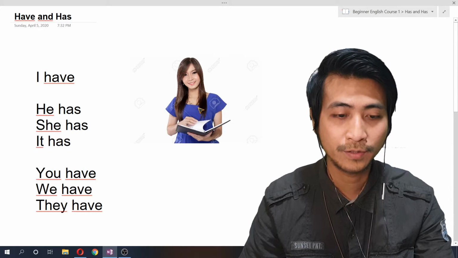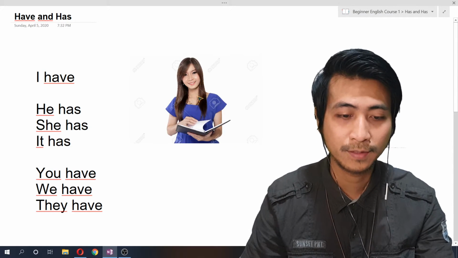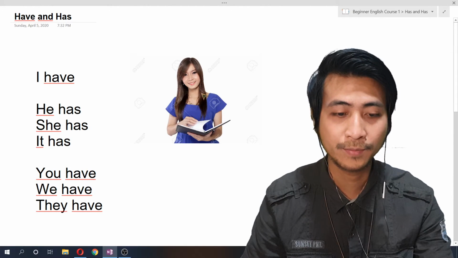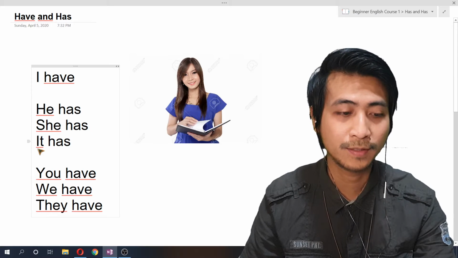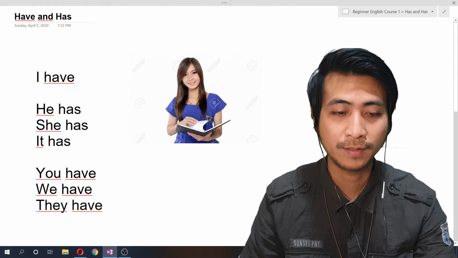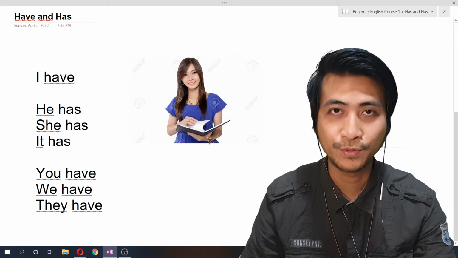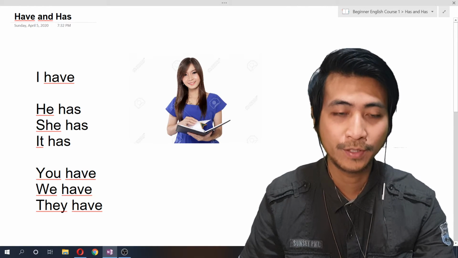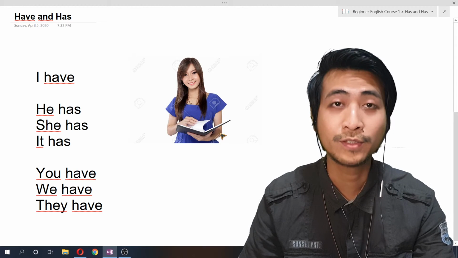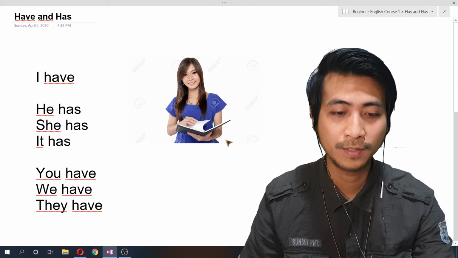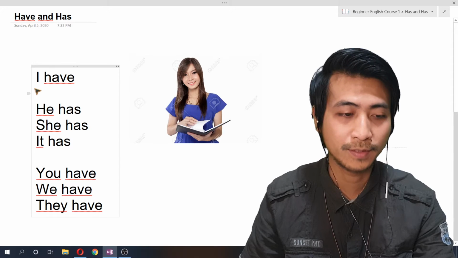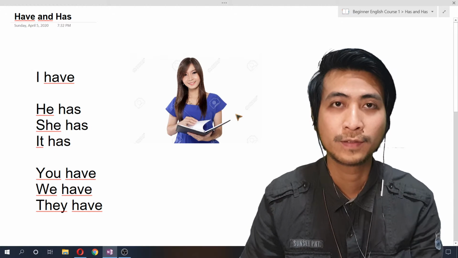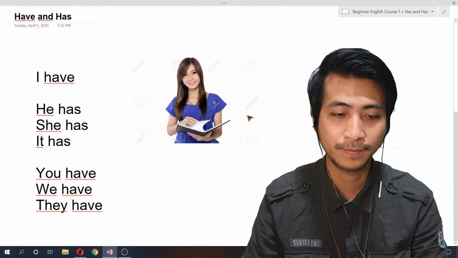Okay, for the second example, we are going to use this picture. This is a girl and there is a book here. If we look at the subjective pronoun, it's the same as she. So we use has. She has a book. I know it's very easy for all of you guys. We just remember the subjective pronouns. Let's try some more examples.